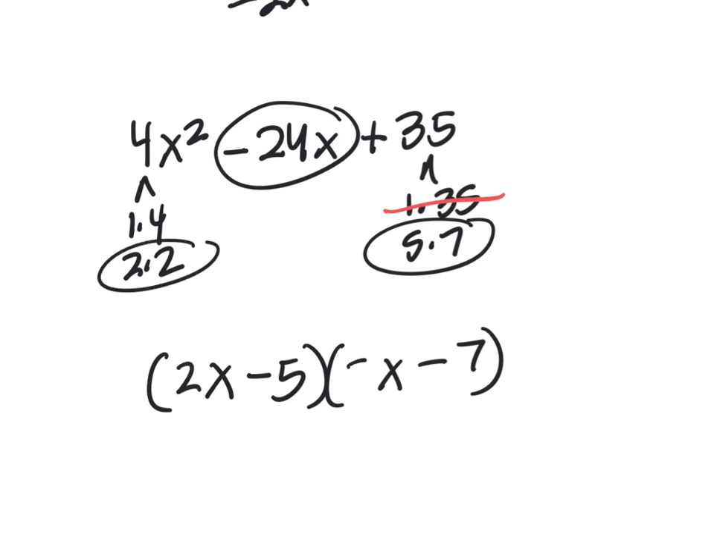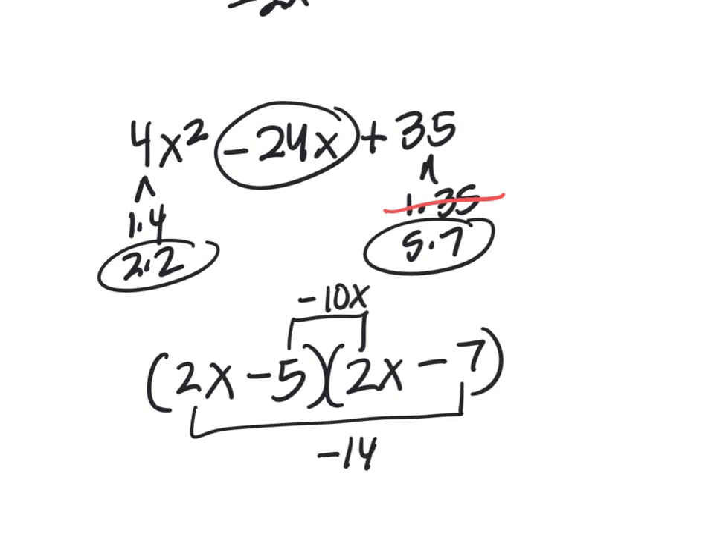So let's put in 2 and 2 and see if this works. Let's see. The inner is negative 10x. The outer gives me negative 14x. And that does give me the negative 24x. So I think I'm right. Now just double check it in your mind. First, 4x squared, yes. Got the inner and outer, yes. Last, it gives me positive 35, yes. So we're done.